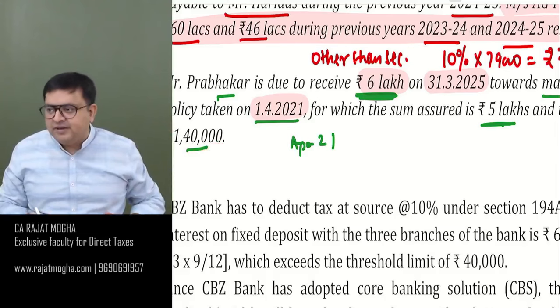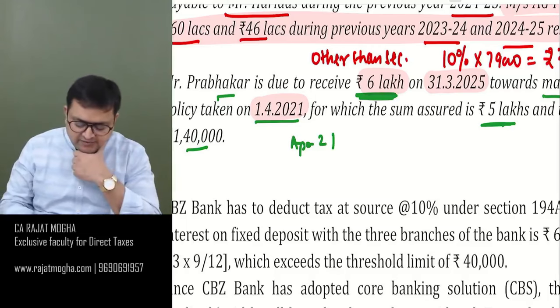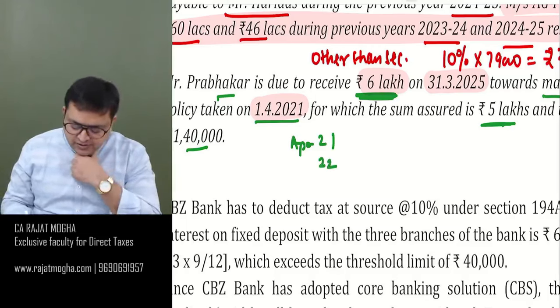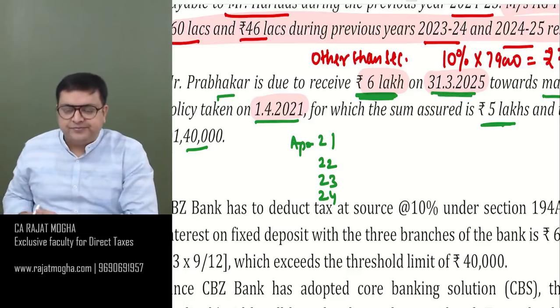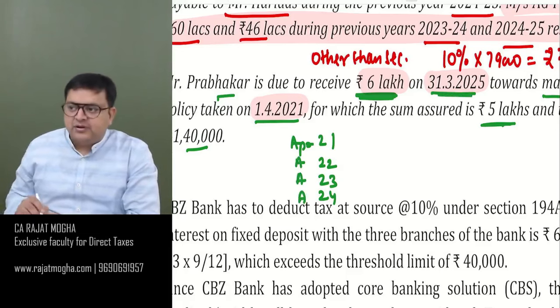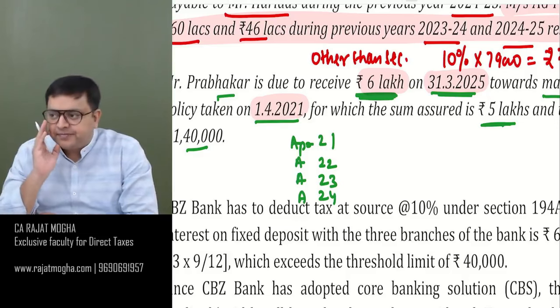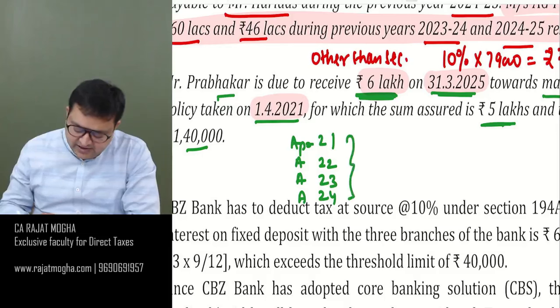He is paying premium of 140,000 every year. Whenever you start your policy, you pay the premium the first time: April 21, April 22, April 23, April 24. In April 25 you are not paying, because in March 25 it is getting matured. Can I say that you have paid the premium for 4 years? Correct? So it means 1,40,000 into 4, 560,000 you have paid as premium.